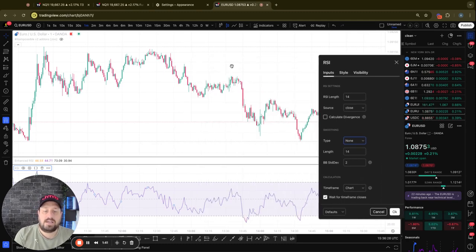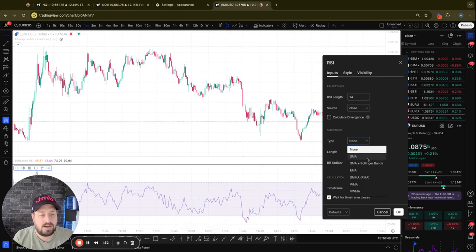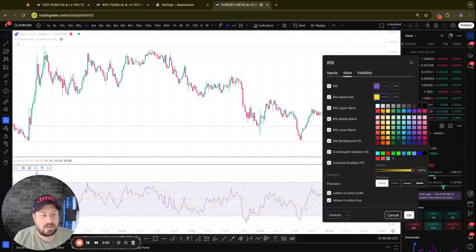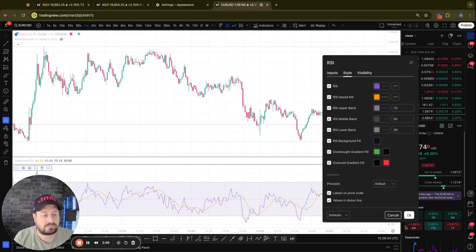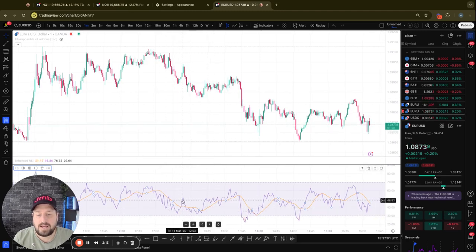But as you can see, just from looking here, without the moving average, it's difficult to know at what point those reversals are potentially starting to happen. So it's a really great addition, and you just want to use the standard simple moving average. Then in style, you can change the color to make it clearer. For example, I'm changing it to orange.